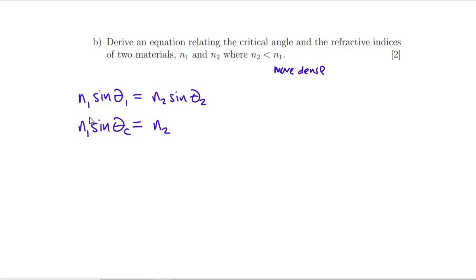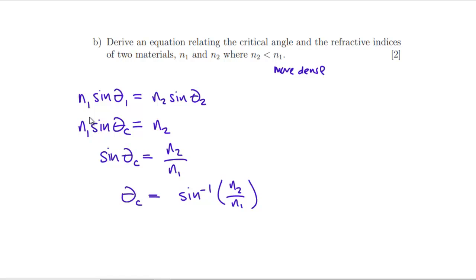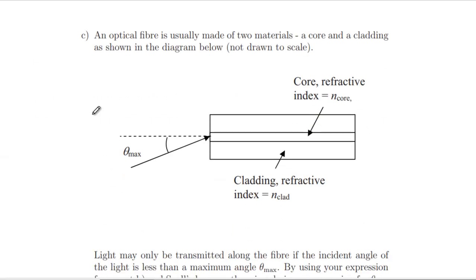So sine theta c is equal to N2 over N1, which means that theta c is then going to be equal to sine to the minus 1. Well, we don't really need to have done this last bit. It doesn't say make it the subject. It just says an equation relating them. So we could just stop at that point and that'll be fine. So that's all good. They've started us off fairly kindly here.